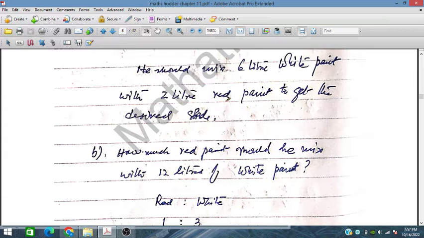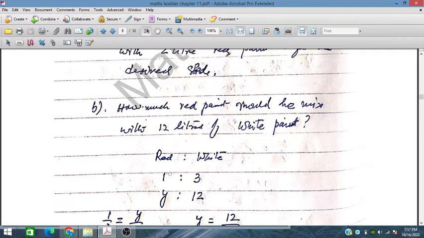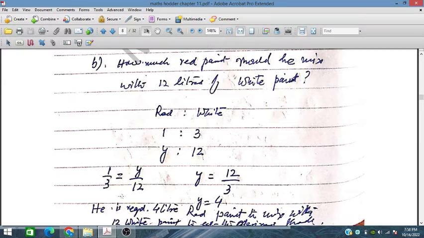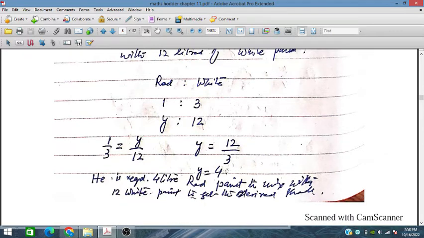How much red paint should he mix with 12 liters of white paint? At this time we have white paint in 12 liters, and we need to find how much red paint is required. If red is 1, white is 3, and red is supposed to be Y, then 1 to 3 and Y upon 12. So we can write Y is equal to 12 by 3.